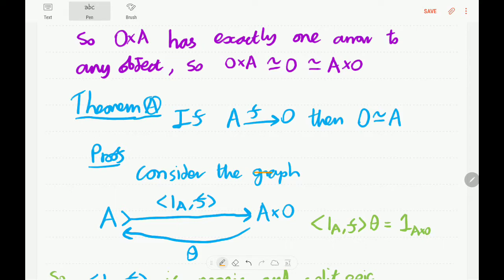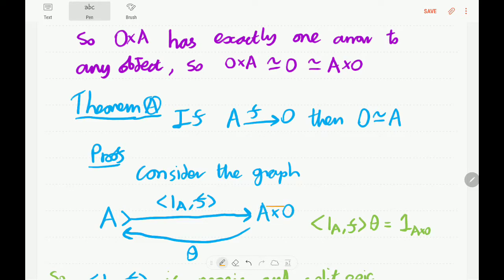So let's prove it. We'll consider this kind of arrow, which is sometimes called the graph of f. So it's the arrow ⟨ID_A, f⟩. Now we just notice by the previous result that, firstly, we know that every graph is a monomorphism. And secondly, from the previous result, there's an arrow theta from A times 0 to A, because this is an initial object.